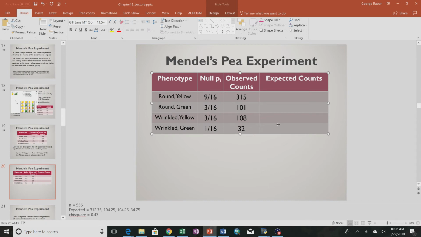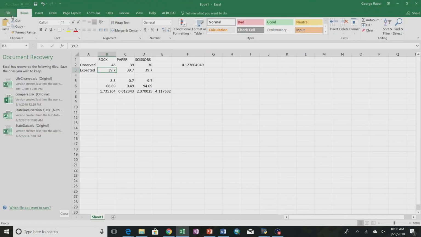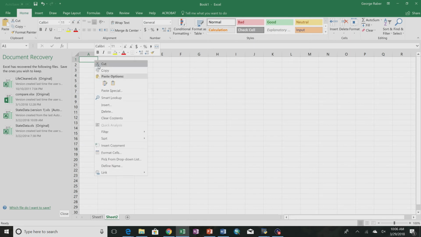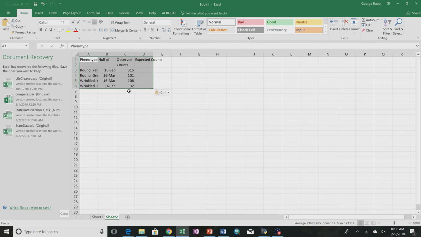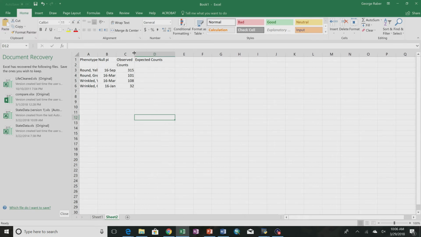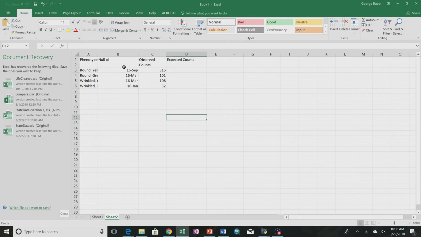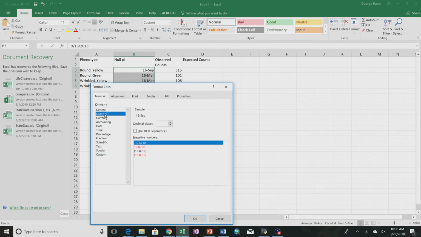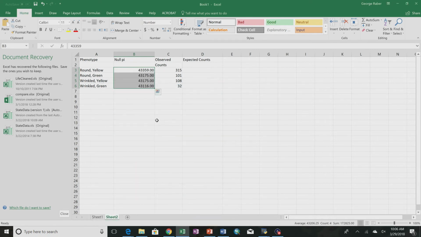Because we need to get the expected counts in order for this to work. So I'm just going to do a new sheet. I'm going to paste. I mean, if you want to paste all the colors, that's fine too, but okay, these numbers aren't right, so I'll just manually, actually, I think I can just go like this and say format cells, number. That's still not right.